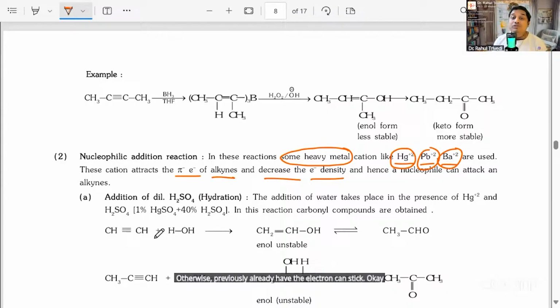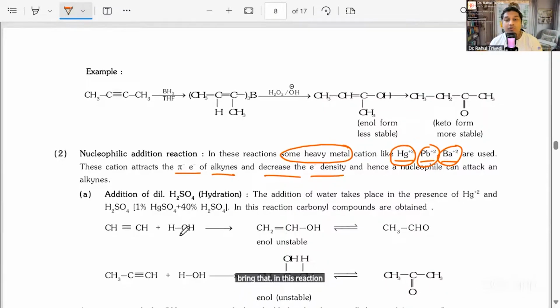Okay, so what do we use for this? We use dilute H2SO4 for this type of process. Since we are adding hydrogen, nucleophilic addition is going to happen here this time. Correct? We are adding water, so nucleophilic hydration is going to happen here. For that, what are we using? Dilute H2SO4 in the presence of mercuric cation. So, what will it form? It will form HgSO4, which is 1%, in 40% sulfuric acid. Bring that. In this reaction, water will get added.